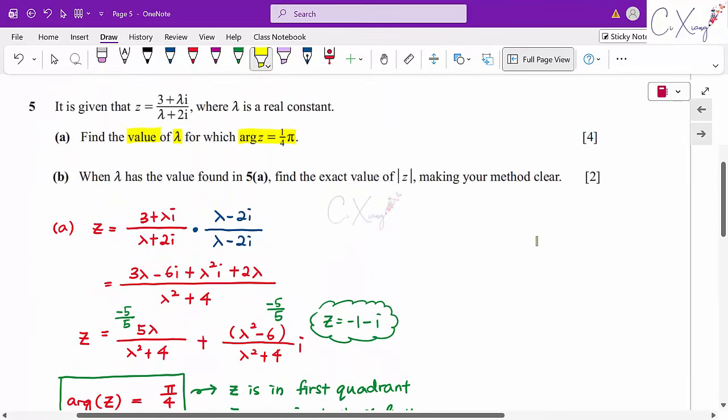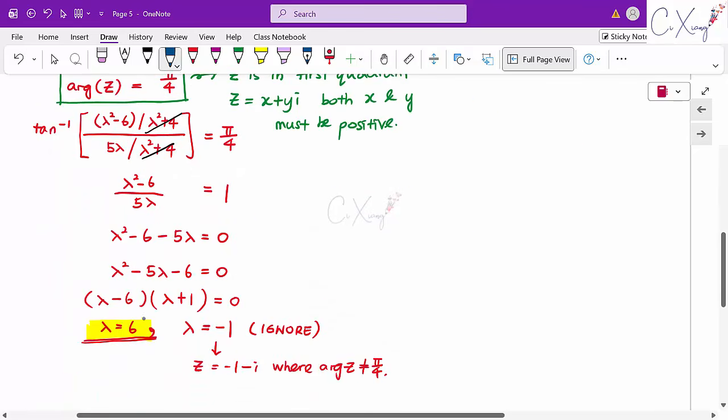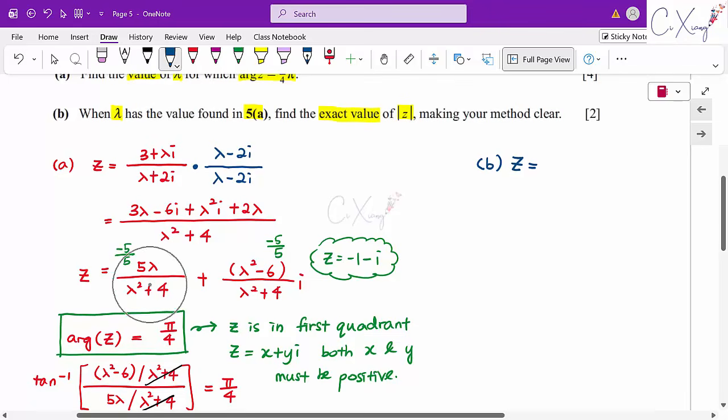Then let's have a look at 5b. When lambda has the value found in 5a, find the exact value, highlight the keyword exact, of modulus z, making your method clear. So to get the modulus of z, of course, you need to get the z value. When your lambda equals 6, substitute lambda equals 6 into z, the real and also the imaginary part.